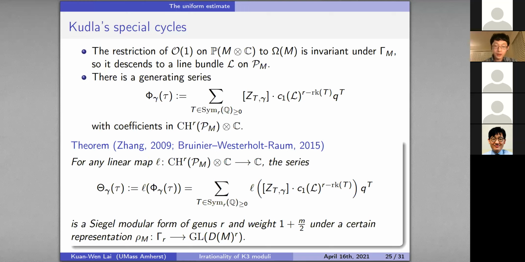In particular, if you evaluate this generating series by some linear map on the Chow group, then you will still get a modular form. And this is the modular form that we want. Later on, this linear map will again be some kind of degree function. Okay, so we have this series, which is a modular form.